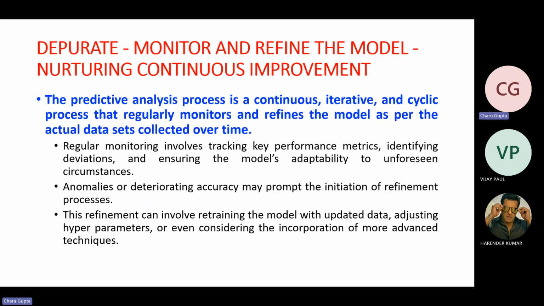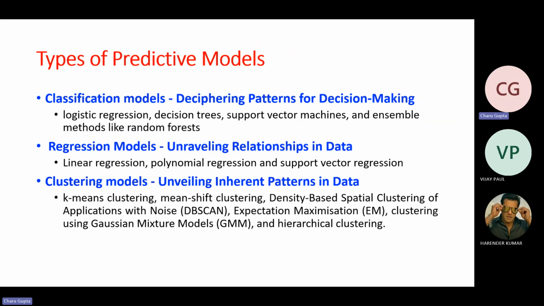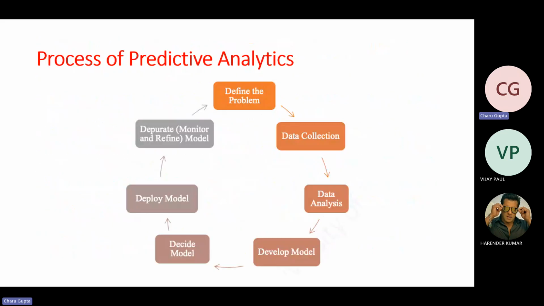So let's revise it. What are the different steps of predictive analytics? First one is defining the problem. Second, collecting the data. Third, data analysis. Fourth, developing the model using different modeling techniques. Fifth, deciding using the different evaluation metrics. Sixth is implementing it in a real world environment. And the last one is regular monitoring and refinement.